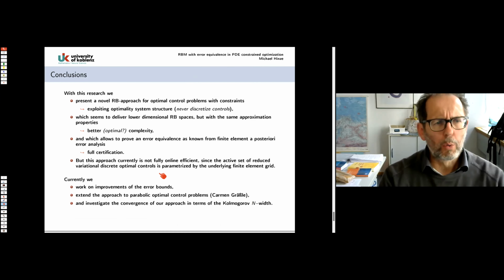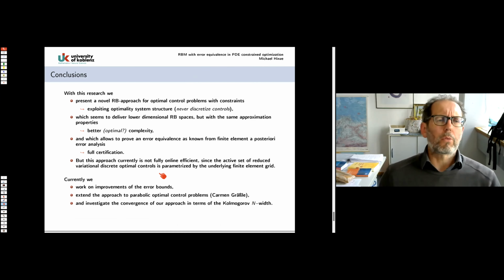Yeah, so conclusions from this. So here we present, let's call it, a still novel basis approach for optimal control problems with constraints. It's now a nonlinear problem, of course, not the linear quadratic, but the constraints induce nonlinearities in the optimality system. We exploit the optimality system structure. This is what I explained to you. So that is what I always say: never discretize controls if it is not necessary.